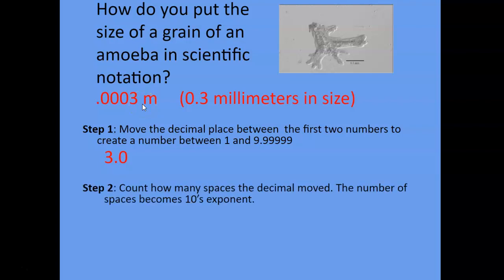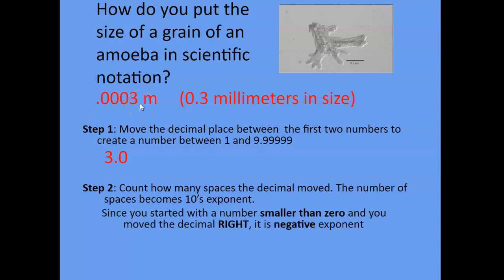Step 2 is to count how many spaces I move that decimal point over. That number becomes the 10's exponent. I move that decimal 1, 2, 3, 4 spots over. And since I started with a small number and I moved the decimal to the right, my exponent will become negative. So 3.0 times 10 to the negative 4.